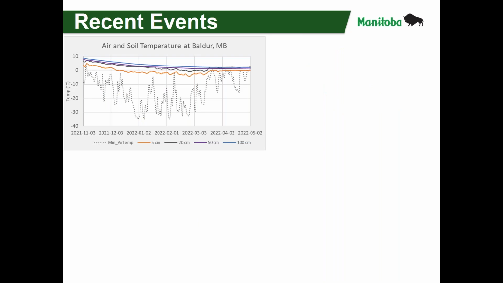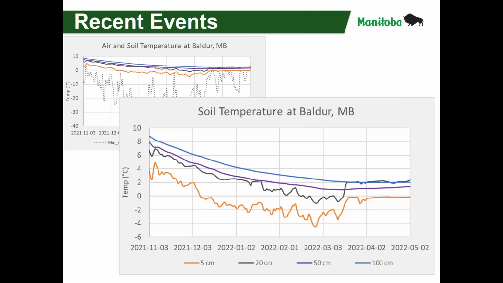I mentioned earlier that the snow we received in November created an attenuation effect such that it almost blanketed and covered the soil. And this is the data from Bordeaux, just in the central region. The dotted lines are the minimum air temperature, and the solid lines are the soil temperature at 5, 20, 50, and 100 centimeters. And I've decided to zoom in on just the soil temperature.